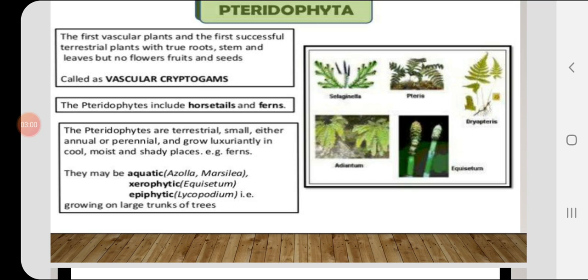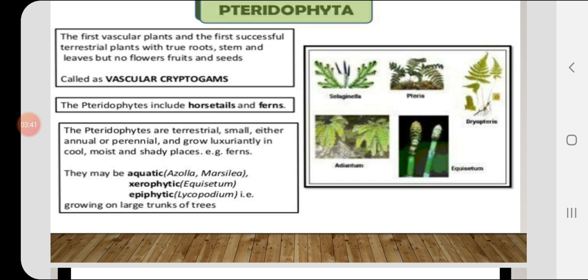The pteridophytes are terrestrial, that means the plants that live on land. Small, either annual or perennial. That means terrestrial plants are either annual, that means they grow just once in a year, or perennial. Perennial means the plants that grow throughout the year, and annual means the plants that grow only once in a year. So some species of the pteridophytes are annual, while some species are perennial.